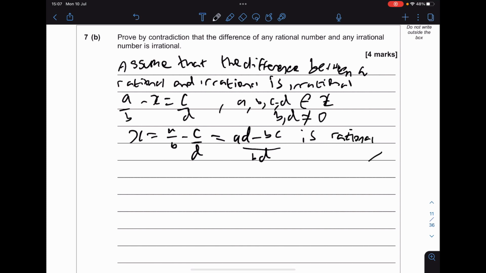Which will then give us the contradiction that we want. So x is rational. So the difference is indeed irrational. That will end the proof.